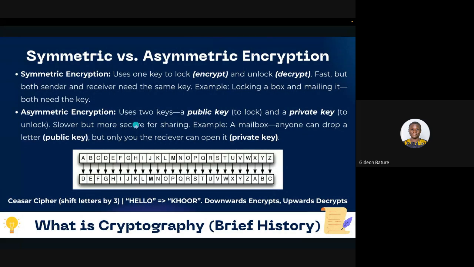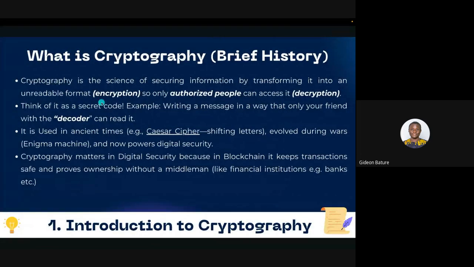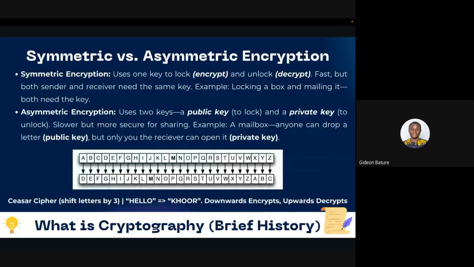Encryption and decryption. So if you are talking about encryption, encryption is just to secure information, to change it to another form so that people that are not authorized will not be able to access it. Unauthorized people will not gain access to it. Now, there are two kinds of encryption: symmetric encryption and asymmetric encryption.